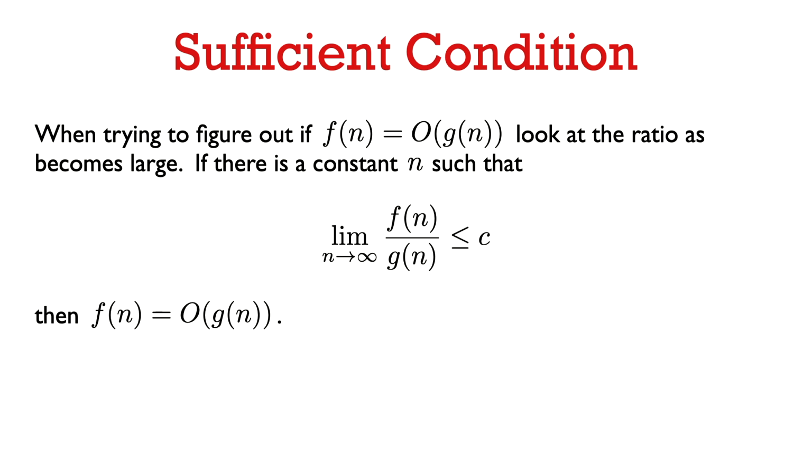Here's a convenient, sufficient condition to check if f is big O of g. If the limit of the ratio of f and g as n goes to infinity exists and is at most a constant, then f is big O of g. Now you can't always use this test, as this limit might not even exist, but for the functions that we encounter in this course, they're always going to be nice functions, and this test should generally work.